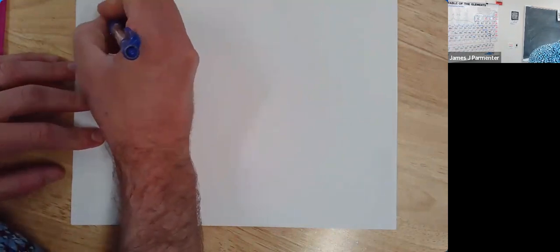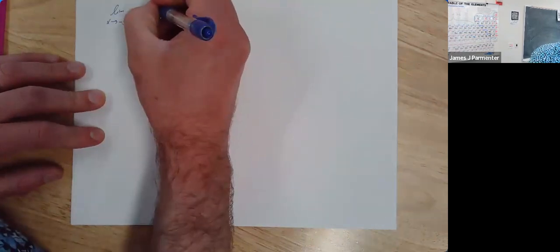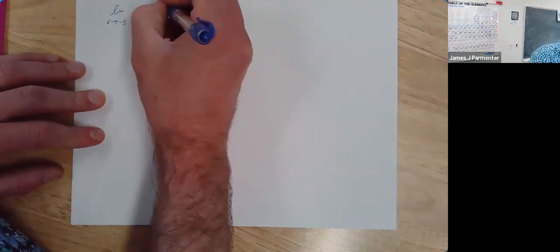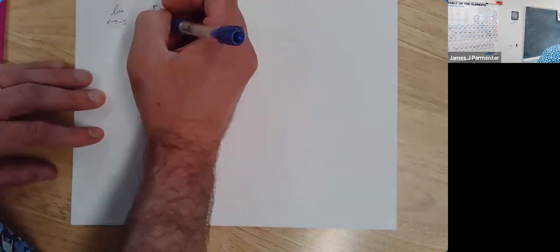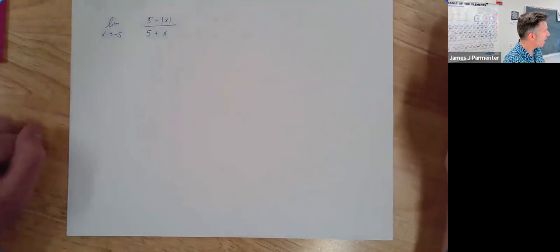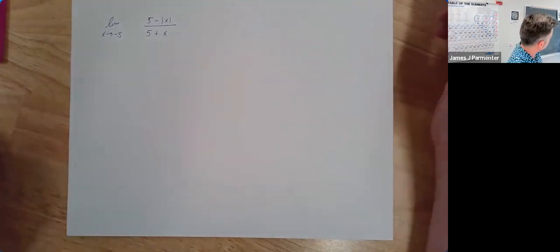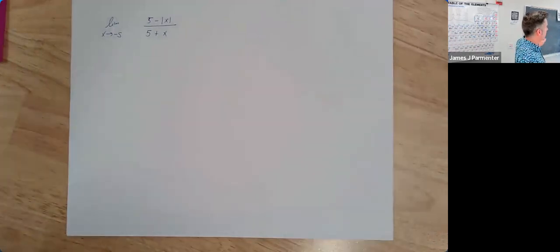Let's say we want to do the limit as x approaches -5 of 5 minus the absolute value of x over 5 plus x. My gut, I don't know. I'm actually not sure what's going to happen. Sometimes you just try stuff. Here's what I want to point out, though, and here's where I was probably going to do the wrong thing.